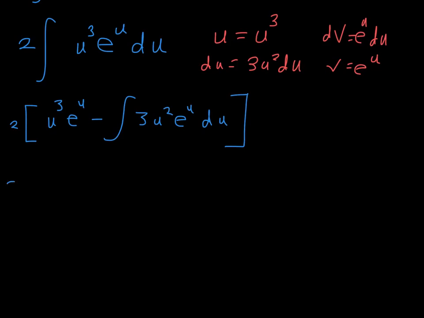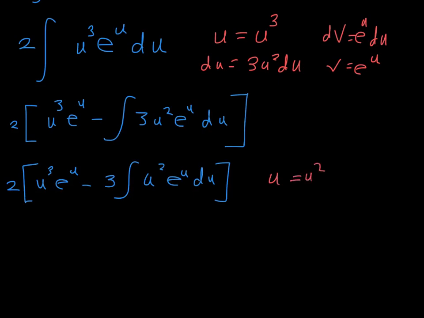So then I have 2 times u cubed e to the u minus 3 times the indefinite integral of u squared e to the u du. Okay, so I believe we're going to need integration by parts again. So let's try it again. This time, I have u is equal to u squared. That would mean that du is equal to 2u du.